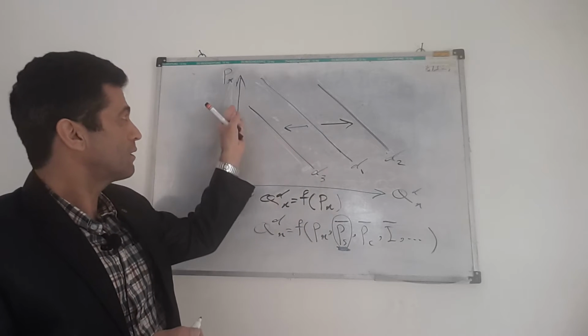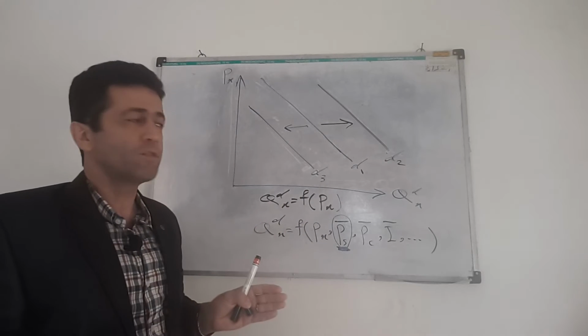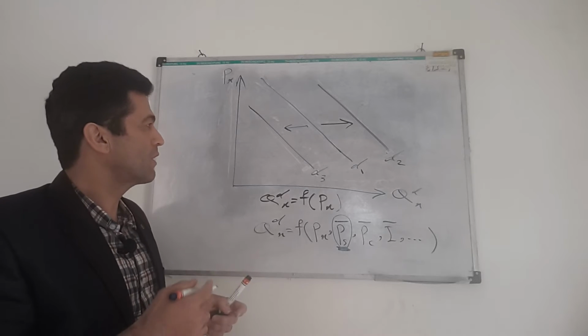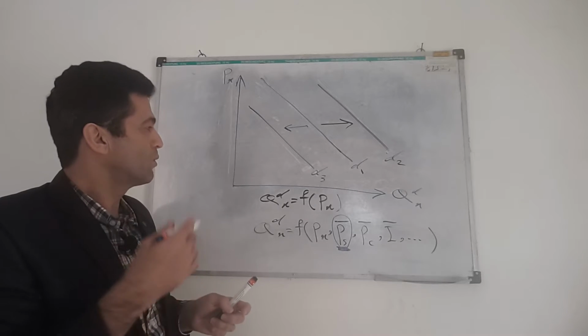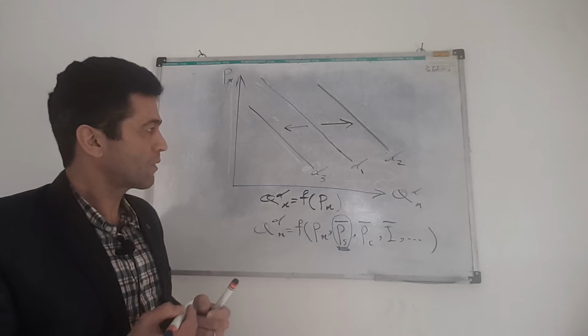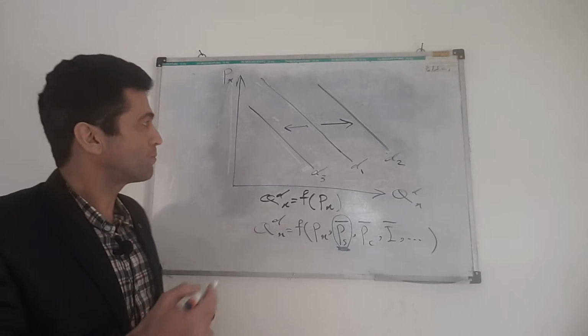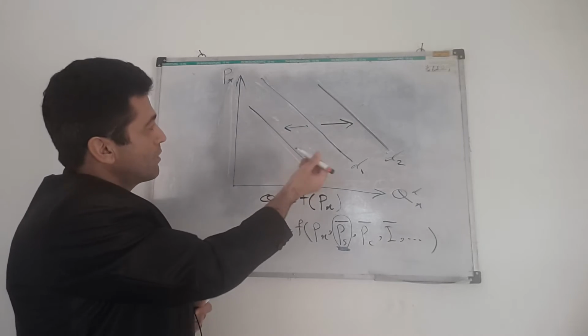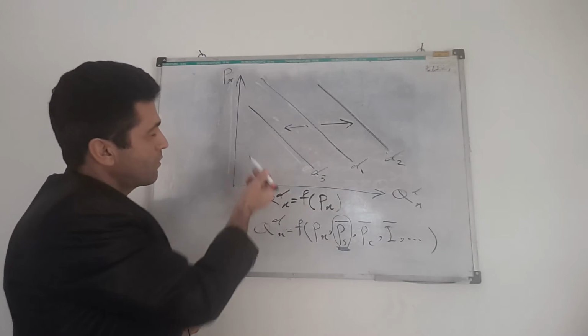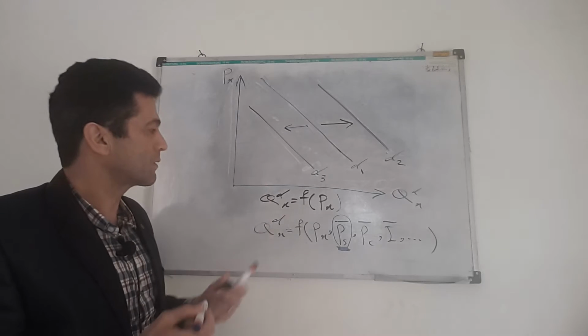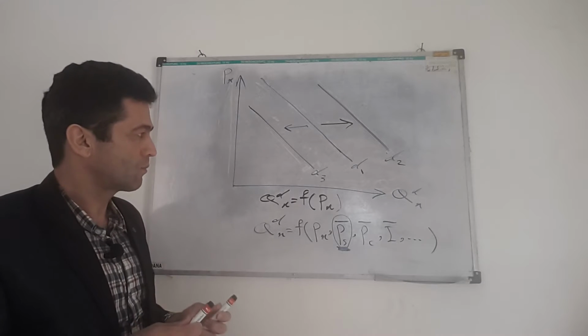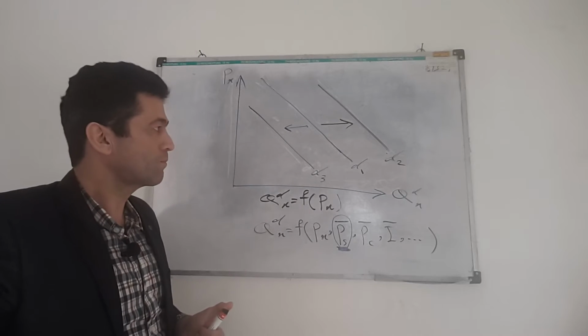instead of using this good, we will move to buy that good as a substitute good. So the demand curve for this good will shift to the left side. Okay.